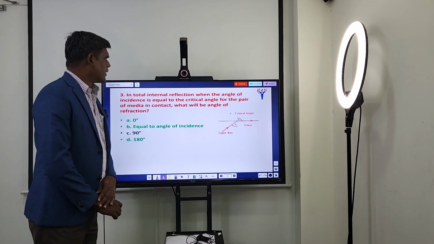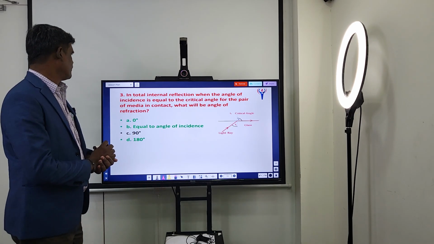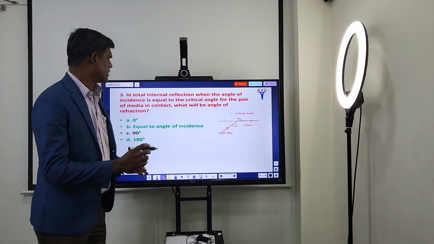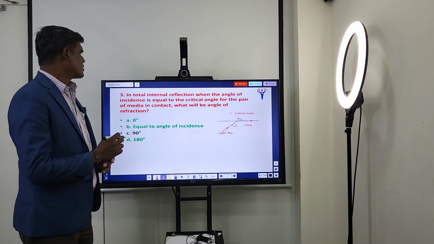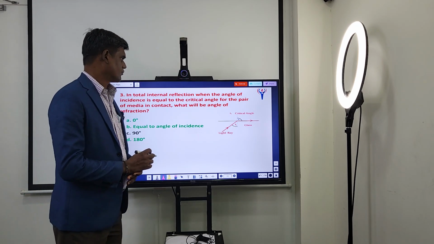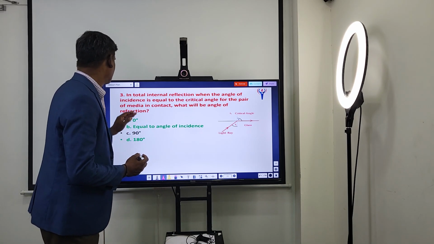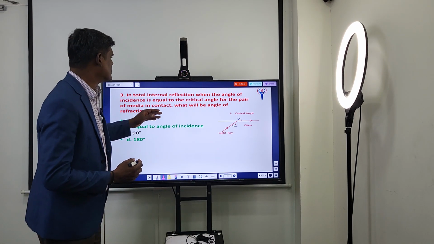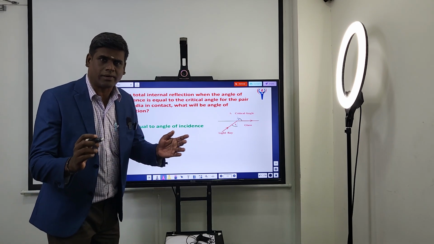In total internal reflection, when the angle of incidence is equal to the critical angle for the pair of media, two media, glass with some other medium, air medium like that, for the pair of media in contact, what will be the angle of refraction? Glass with glass also may be taken. So we want to find what will be the angle of refraction when the angle of incidence is equal to the critical angle. This we already studied in total internal reflection.